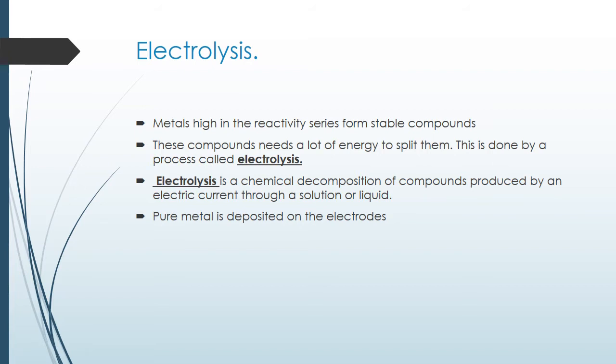This is done by a process called electrolysis. Electrolysis is a chemical decomposition of compounds produced by an electric current through a solution or liquid. It is a process by which electric current is passed through a substance to effect a chemical change. The chemical change is one in which the substance loses or gains an electron. The process is carried out in an electrolytic cell, an apparatus consisting of positive and negative electrodes held apart and dipped into a solution containing positively and negatively charged ions. Pure metal is deposited on the electrodes.